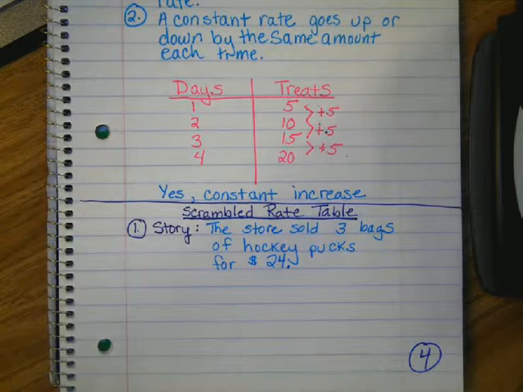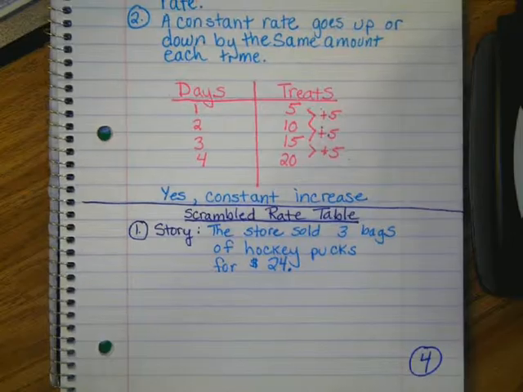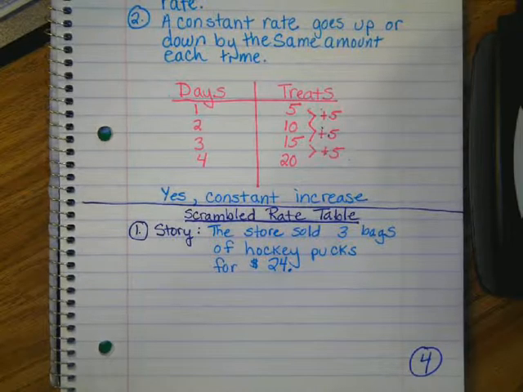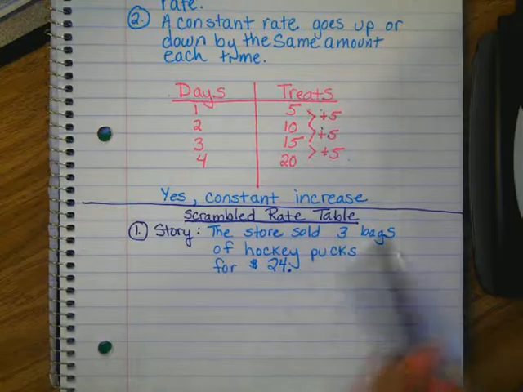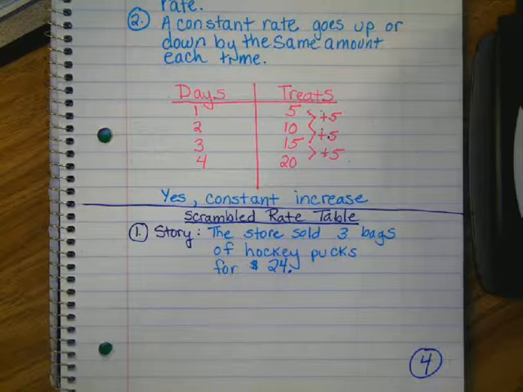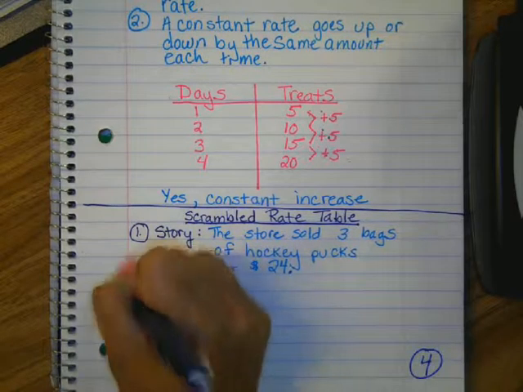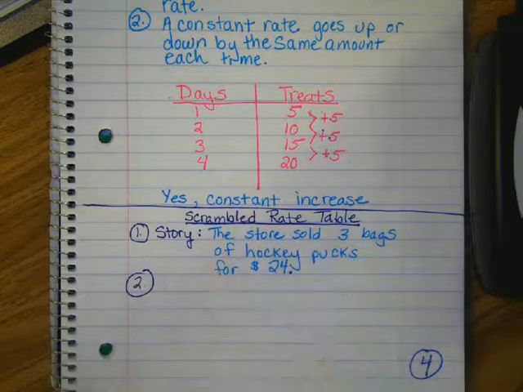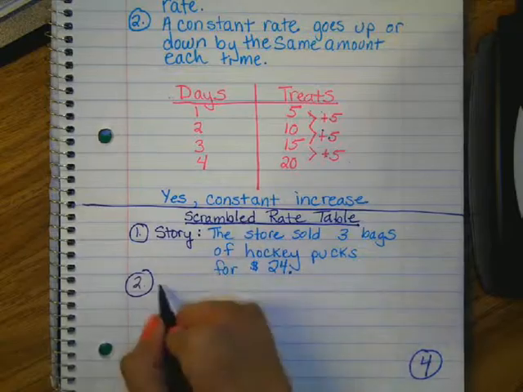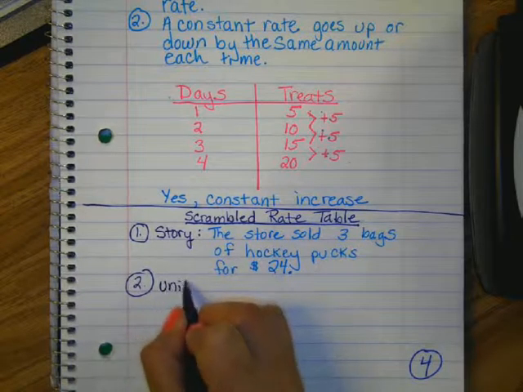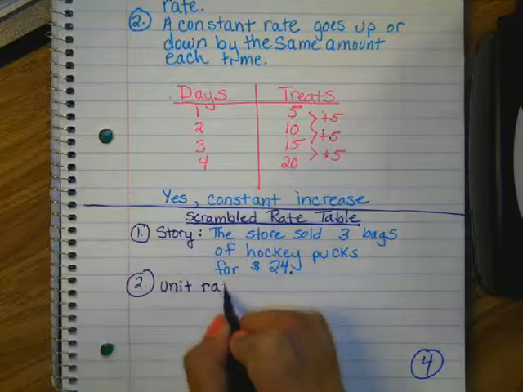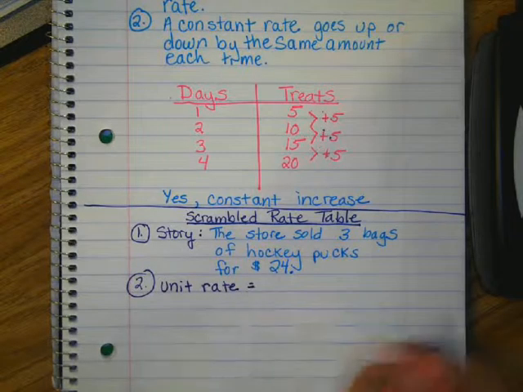Okay. So when they ask you today to write a story, that's all they mean. It's like a one-sentence thing. So then I want you to put number 2. Number 2, we're going to figure out the unit rate. So I'm going to say unit rate equals a blank, the word per, and a blank.